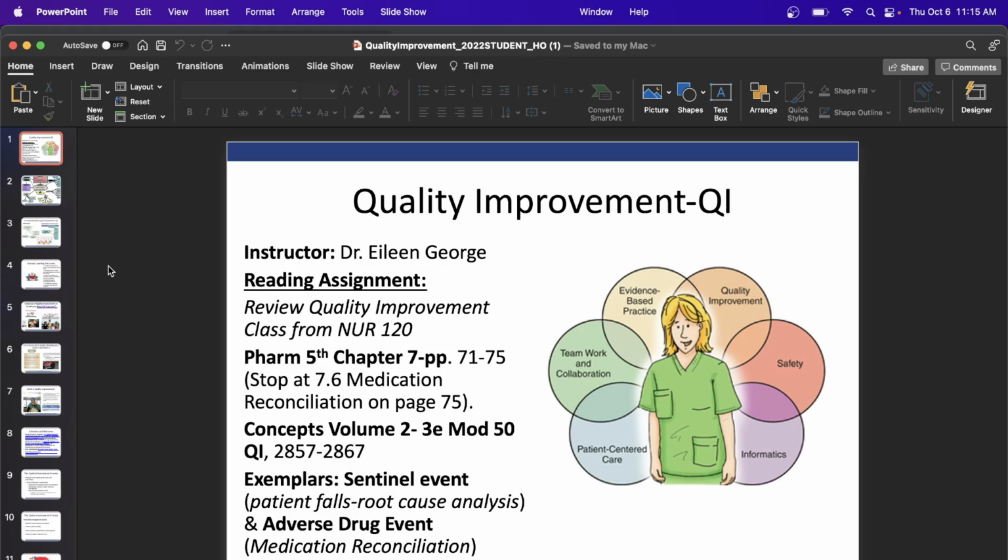Okay, so quality improvement, again, is more at a systems level. We've talked to this point about how you keep the patient safe at a microcosm level, how you keep the patient safe at the bedside, but this is really the bird's eye view, the big picture view of how the organization, how the hospital has a role in keeping patients safe, and where we fit into that picture.